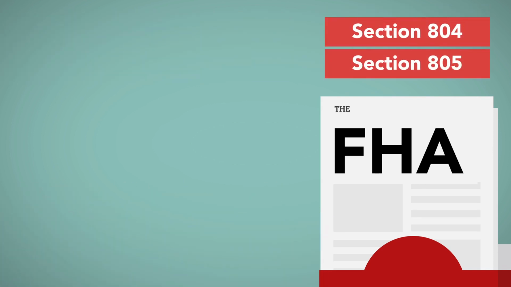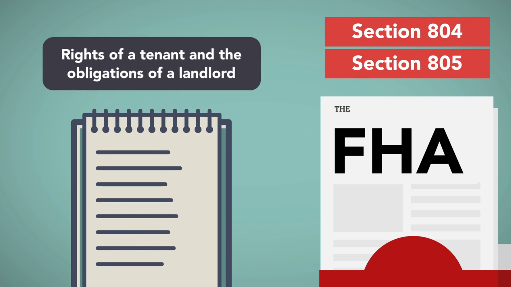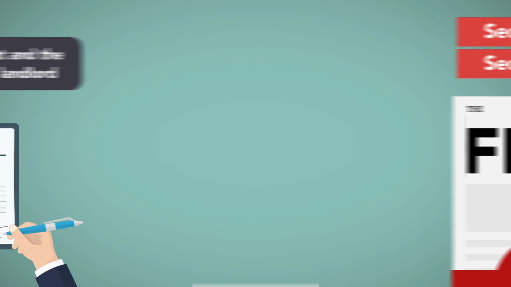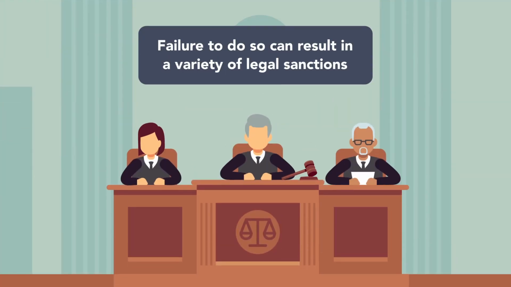Sections 804 and 805 of the FHA list the rights of a tenant and the obligations of a landlord in a rental agreement. Landlords are required to abide by these regulations, and failure to do so can result in a variety of legal sanctions.